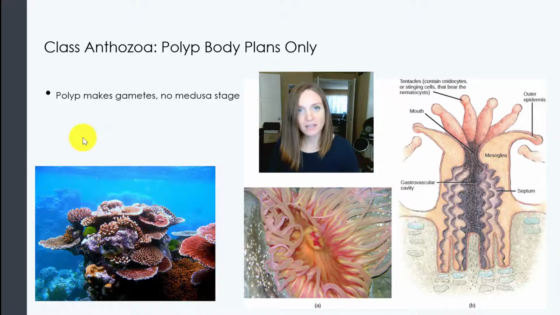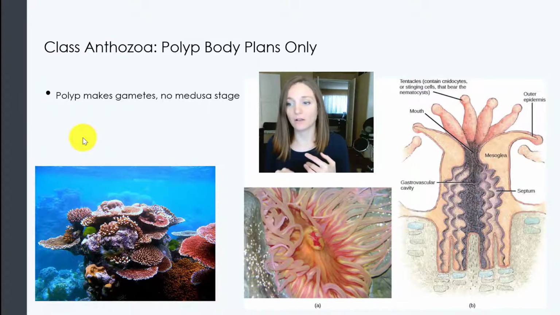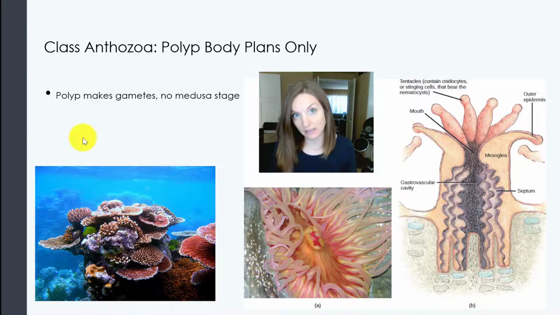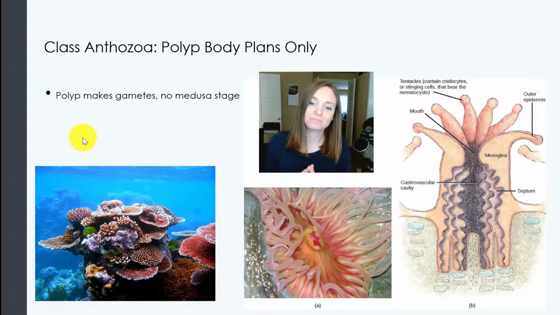So let's take a quick look at some of the major groups within Phylum Cnidaria. So class Anthozoa. So these are the things like corals and anemones, things like that. This group only has a polyp stage. Okay, so I know we just talked about how they're polymorphic, but the Anthozoas are going to be the exception to that. They only have their polyp stage.